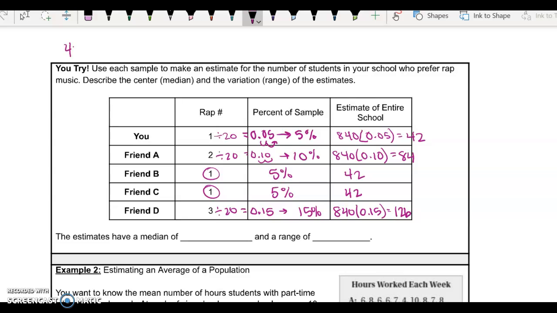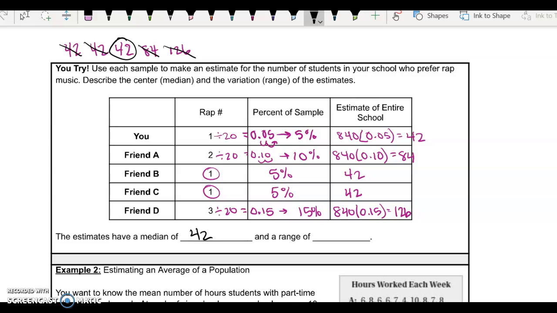So we have 42 3 times. Then we have 84, and then we have 126. So we are going to cross off until we find the middle, and our middle number is 42.